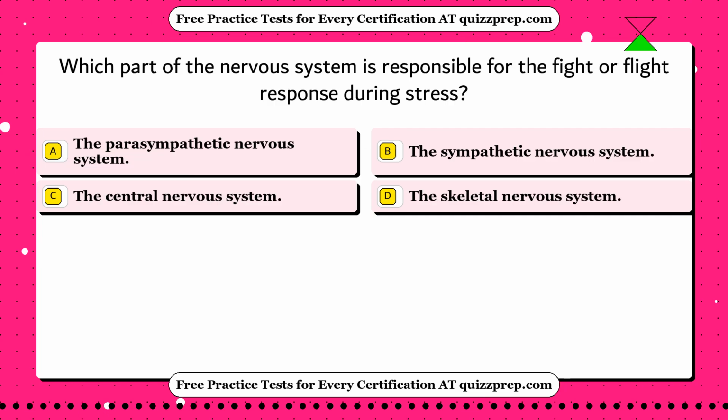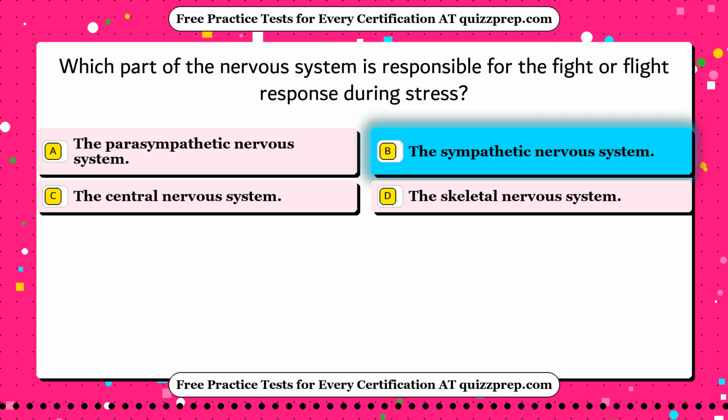Question 13. Which part of the nervous system is responsible for the fight or flight response during stress? Option A, the parasympathetic nervous system. Option B, the sympathetic nervous system. Option C, the central nervous system. Option D, the skeletal nervous system.